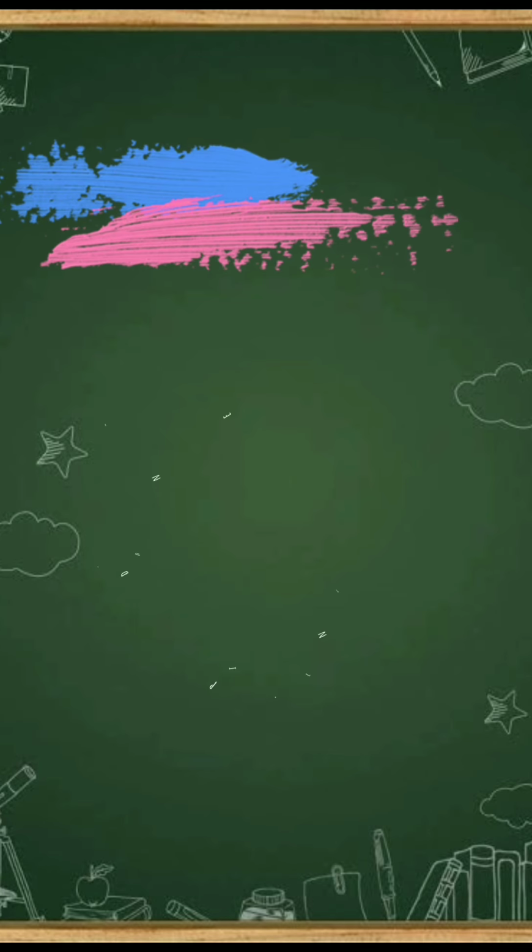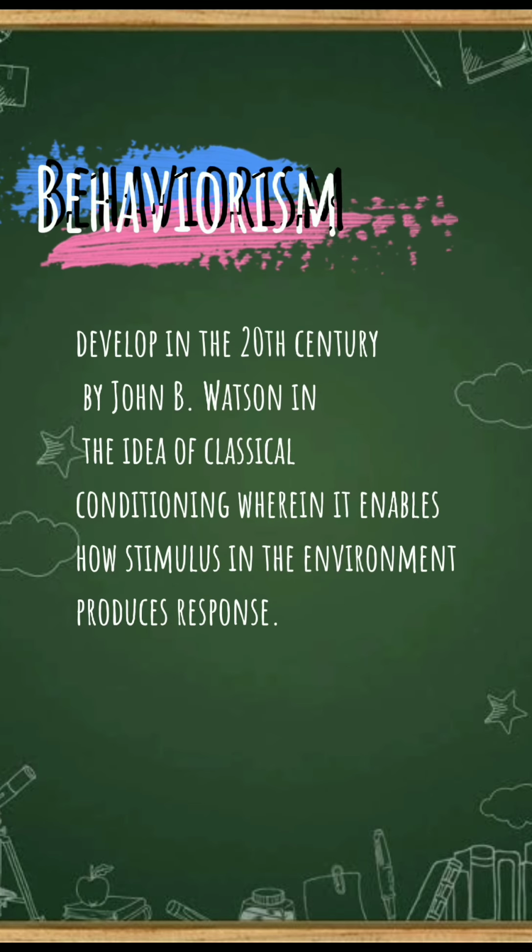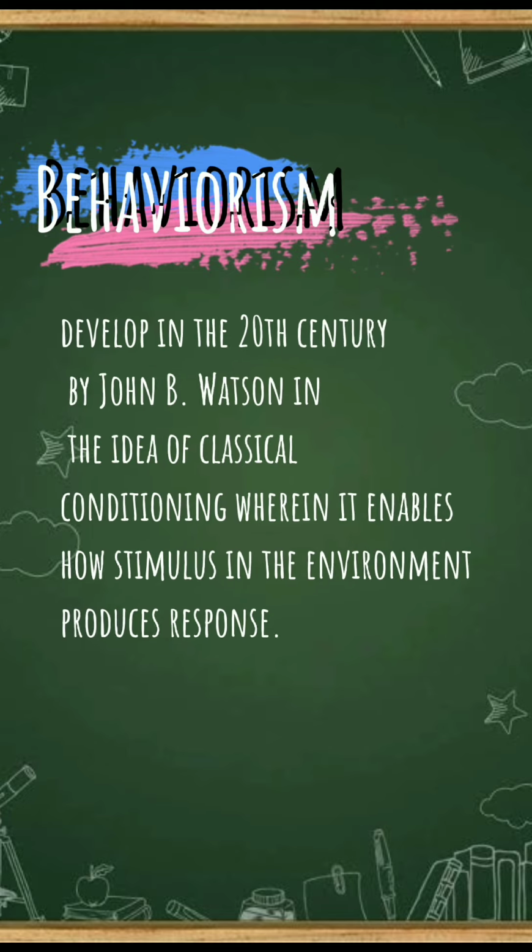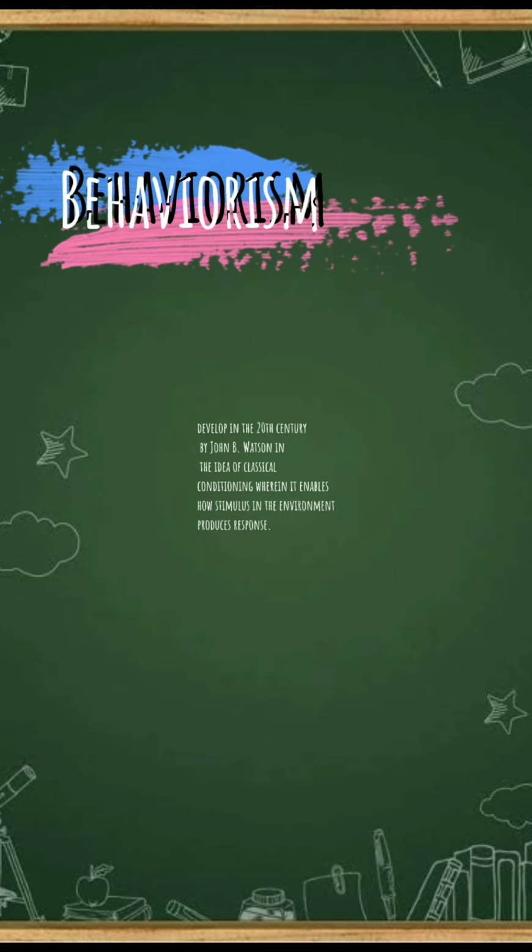There are three theoretical schools or philosophical frameworks of educational technology. These are behaviorism, cognitivism, and constructivism. Behaviorism was developed in the 20th century by John B. Watson in the idea of classical conditioning, wherein it explains how stimulus in the environment produces response.